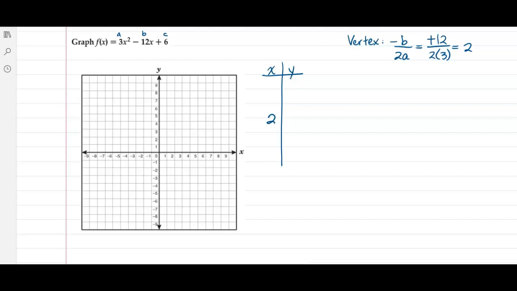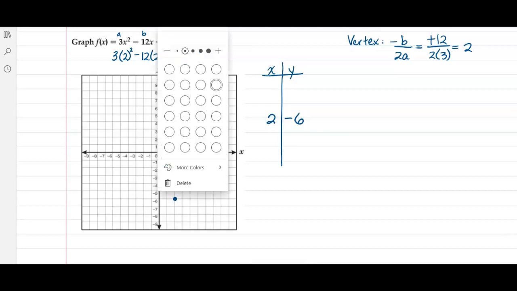Now, if I want to know the value of y at 2, I'm just going to plug it in. 3 times x squared minus 12 times x plus 6. You can use your calculator to do this if you don't want to do the mental math, but it's not too bad of a point. So this gives me 12 minus 24 is negative 12, plus 6 is negative 6. So now I have my first point, 2, negative 6.